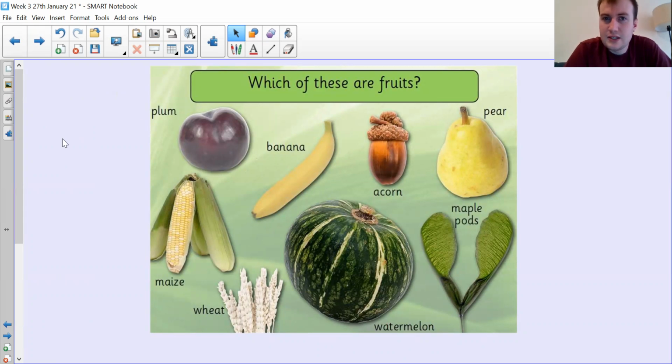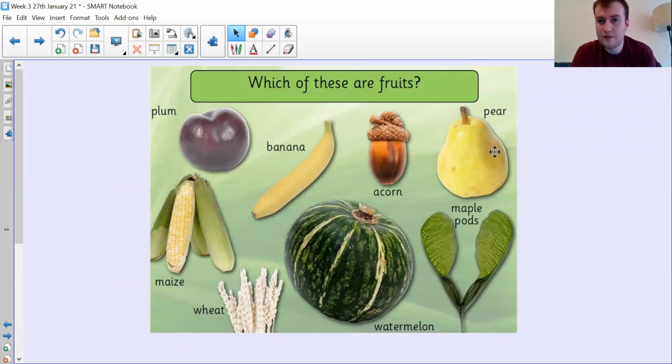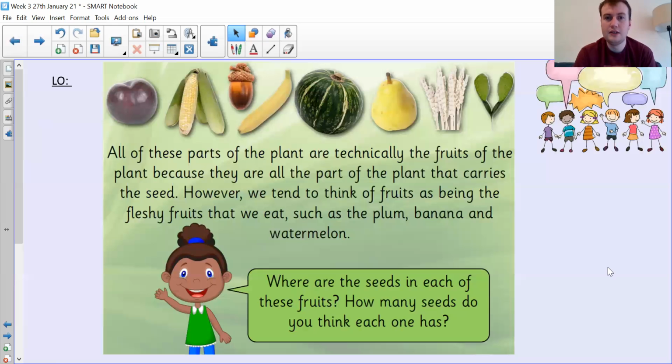Right. Which of these are fruits? I'll pause the video, write down the ones that you think are fruits. All of these parts of the plant are technically the fruits of the plant, because they are all the parts of the plant that carry the seed. However, we tend to think of fruits as being the fleshy fruits that we eat, such as the plum, banana, and watermelon. So if you just put plum, banana, and watermelon, and possibly the pear, fair enough. But technically, they are all fruits.